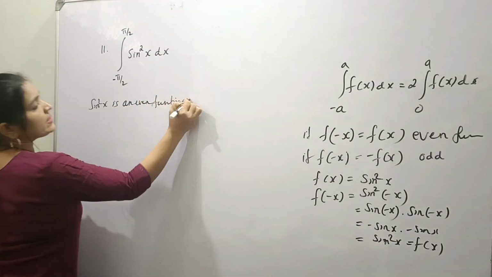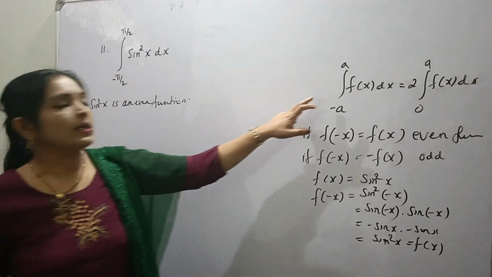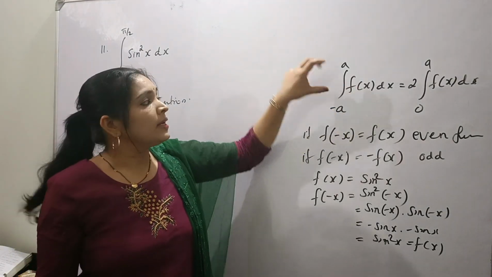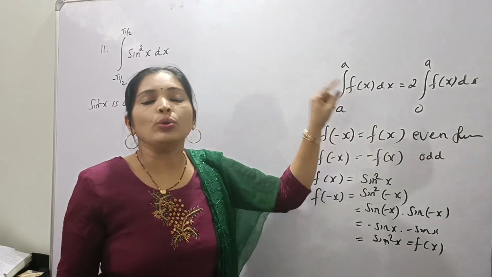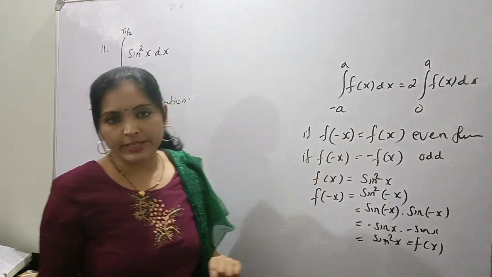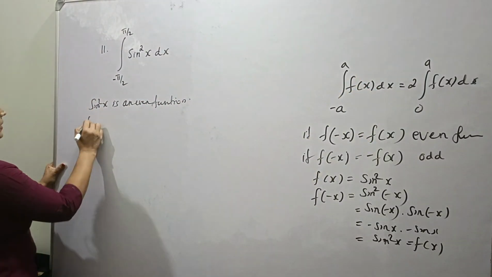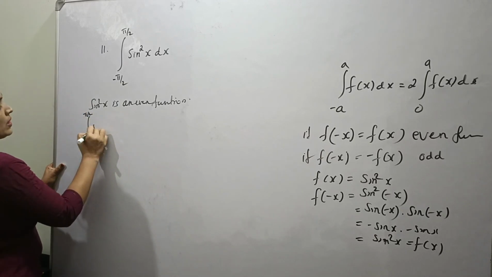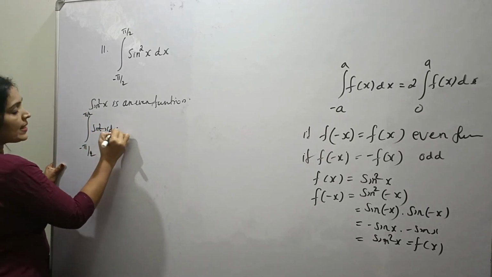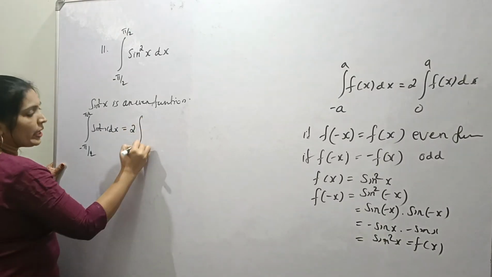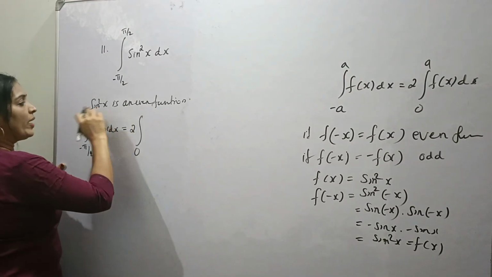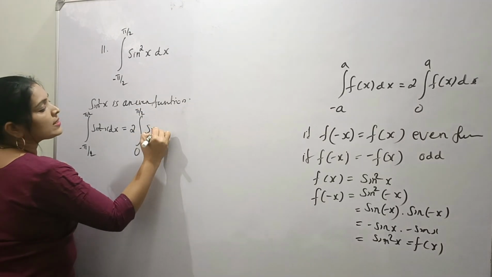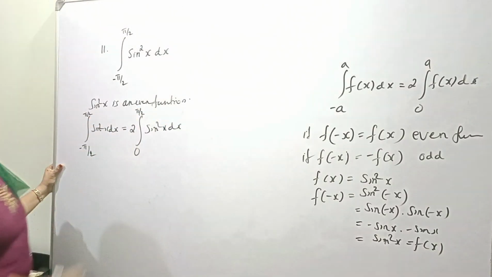Next we will apply this property. If it is an even function, then this integral is equal to 2 into integral 0 to a of f of x dx. That is, integral from minus pi by 2 to pi by 2 of sine square x dx is equal to 2 into integral 0 to a, what is a? Pi by 2. So 0 to pi by 2 of sine square x dx.